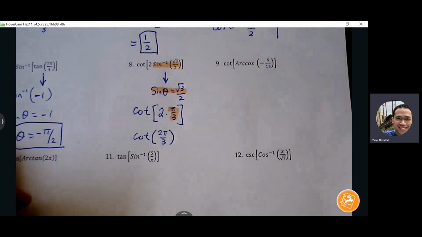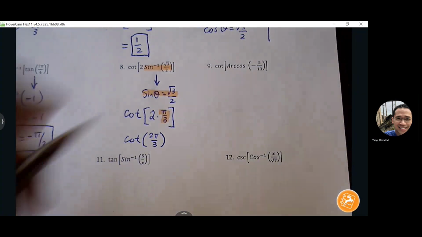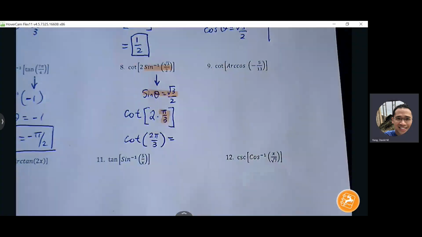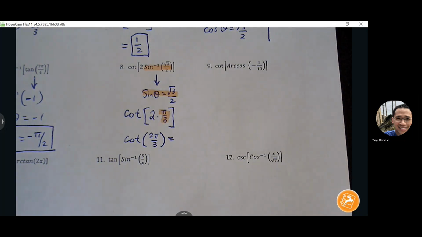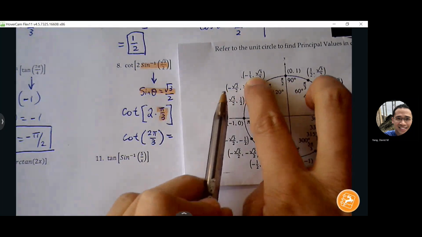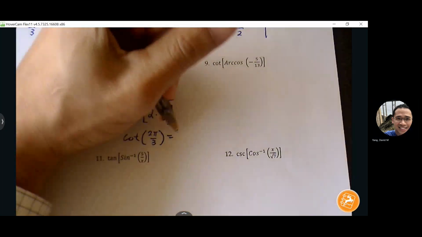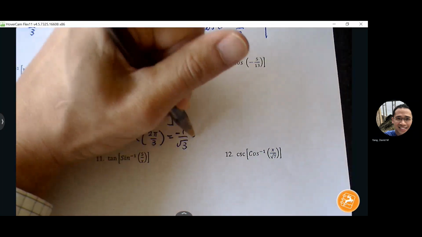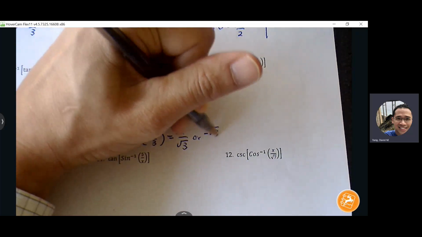Okay, cotangent is x over y. And we know cotangent is the same thing as tangent in terms of it being negative in the second quadrant. So cotangent of 2 pi over 3 is -1 over root 3. Or you can say negative root 3 over 3.